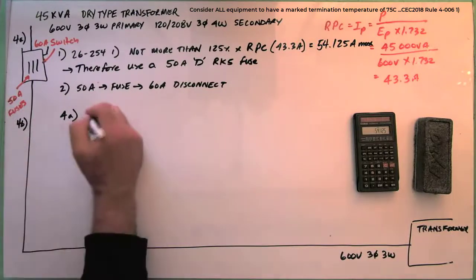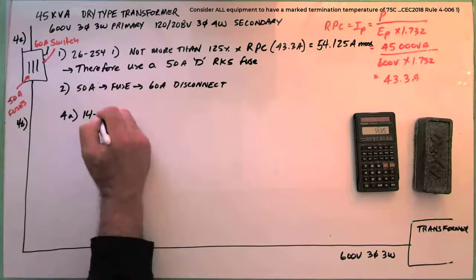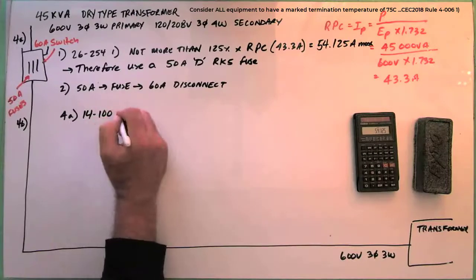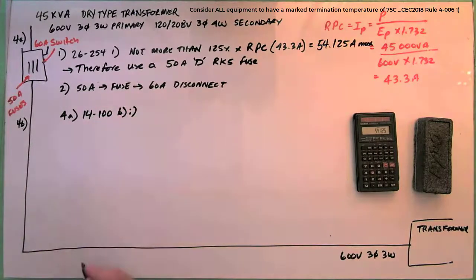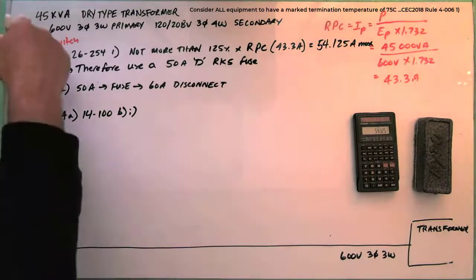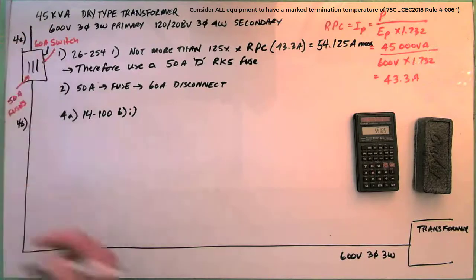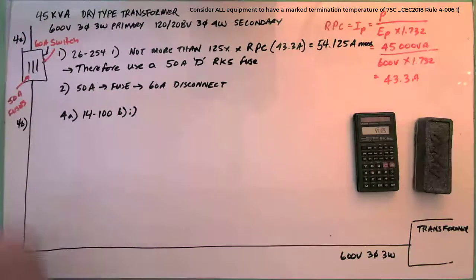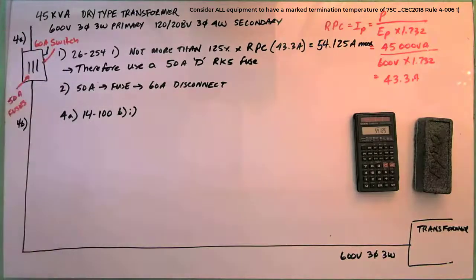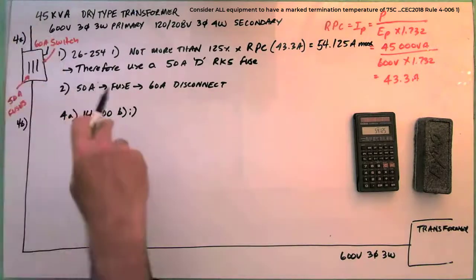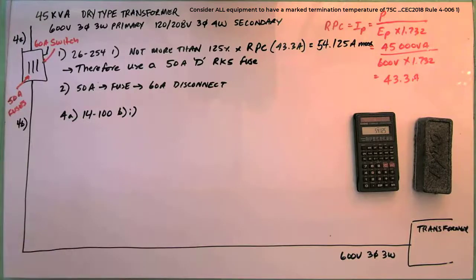So I got a rule, 14-100 B1. And if you read the first part there, it says, in a general area, the wires must be sized to the switch. So it's not like a motor. You could call this a tap conductor, but it's coming into this disconnect here. 14-100.